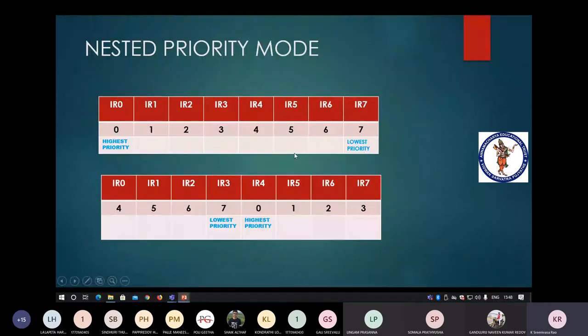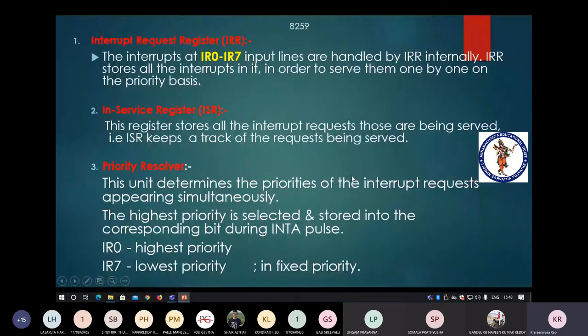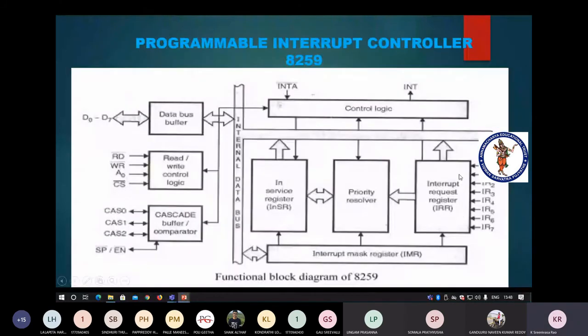If the 5th bit is 0, that indicates that the corresponding device is not connected at the IR5 interrupt request. Wherever there is a 1, under that particular place the device is connected. Otherwise, the device is not connected. So if the device is not there, the request is not there. That is about the interrupt request register.